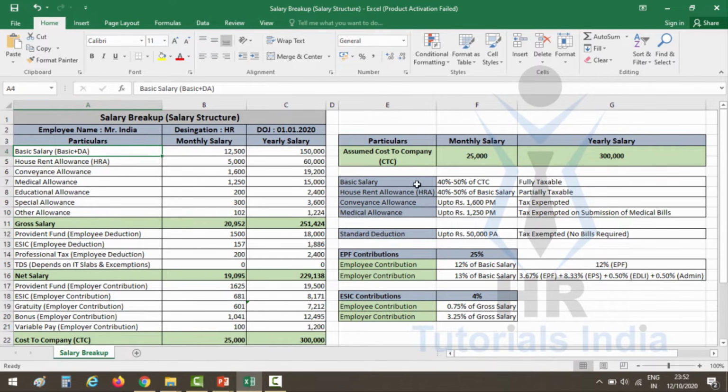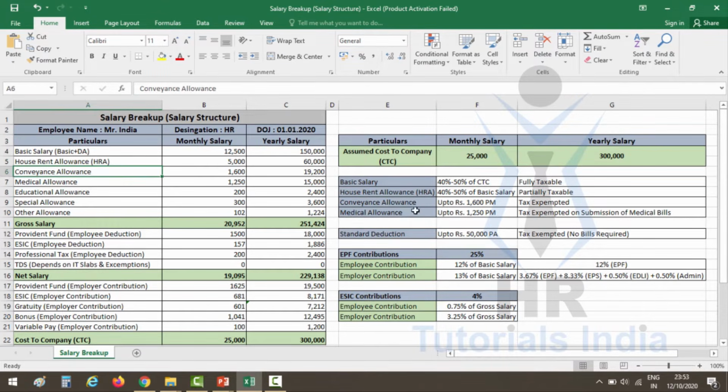Most of the companies follow a basic salary of 40 to 50% of CTC, which is fully taxable. When it comes to HRA, house rent allowance, it differs from company to company. HRA is calculated on the basis of metropolitan and non-metropolitan cities. So 50% is for metropolitan cities and 40% is for non-metropolitan cities. And HRA is partially taxable.